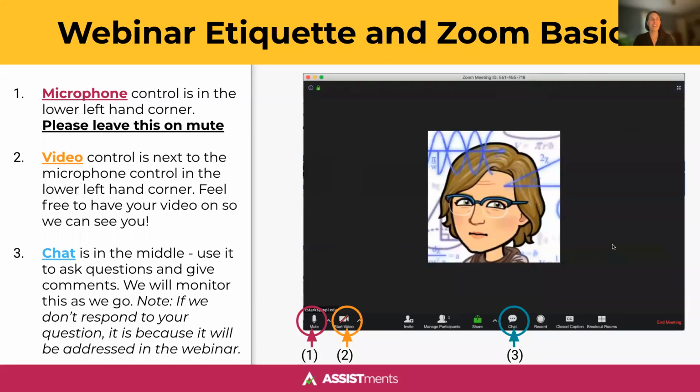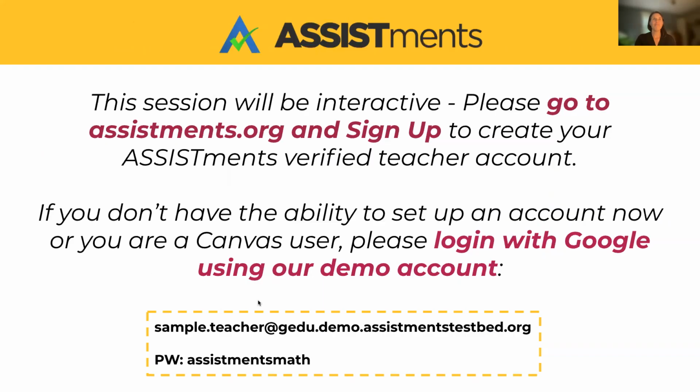First, we'll do some webinar etiquette. Please leave your microphone off, unmute in the lower left-hand corner of the screen. You can choose to have your video on or off, whatever you're comfortable with. And please use the chat to ask any questions, any clarifications that you have throughout the presentation. This session will be interactive.